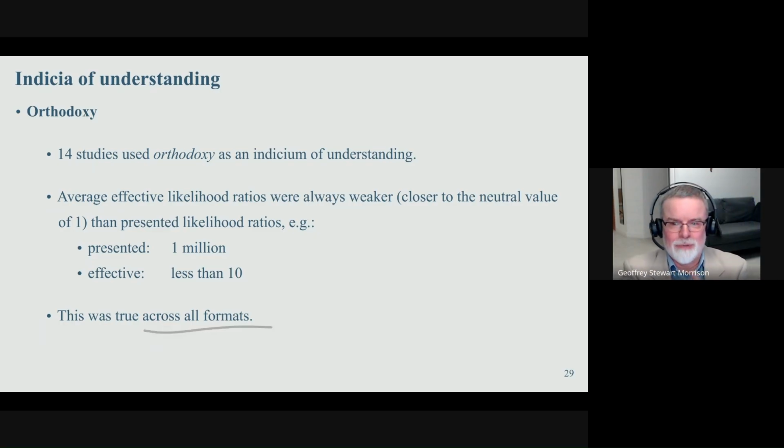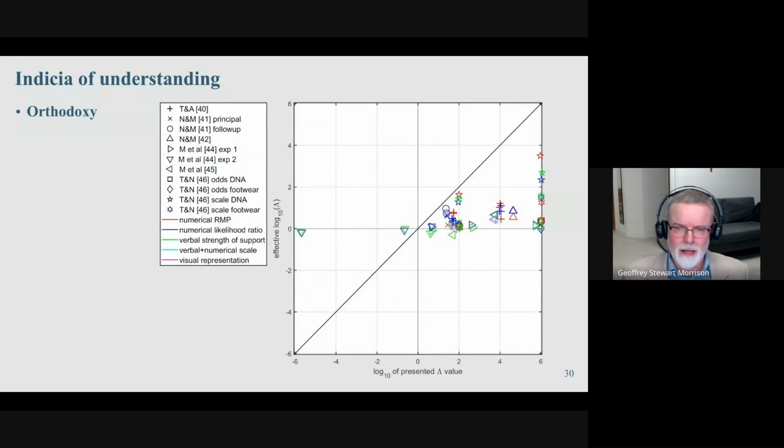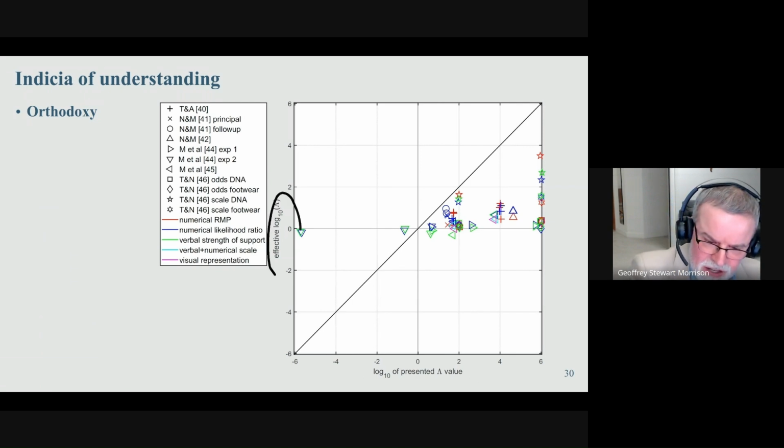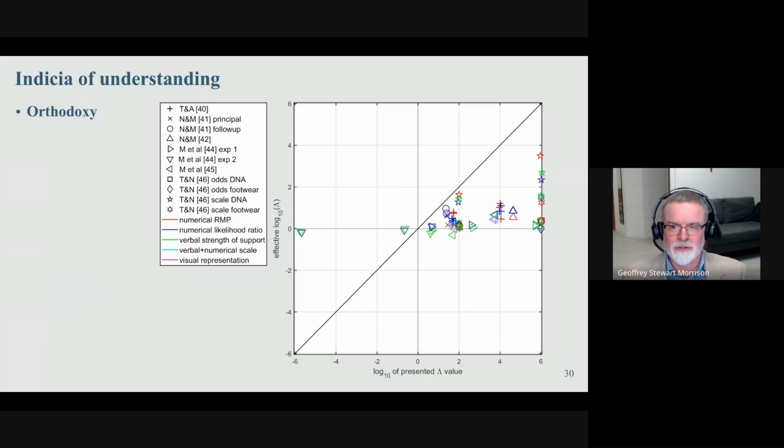So actually, it doesn't really help us know whether one format is better than another for presenting likelihood ratios to get understanding. Here is a graphical representation of some results. These are all average values, their means or their medians, depending on what we could get out of the study. So that's a limitation, but we'll see what we get out of this. The x-axis is the log 10 of the presented likelihood ratio. The y-axis is the log 10 of the effective likelihood ratio. If participants were orthodox on average, then all of these samples would lie along this diagonal line.